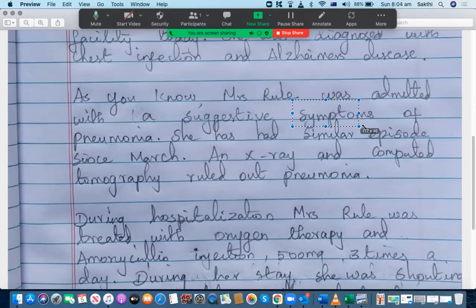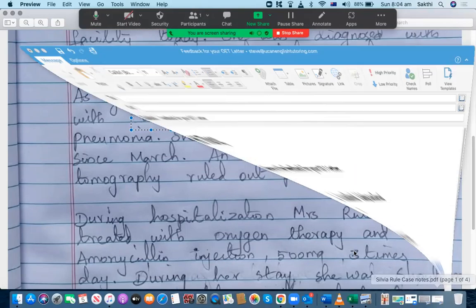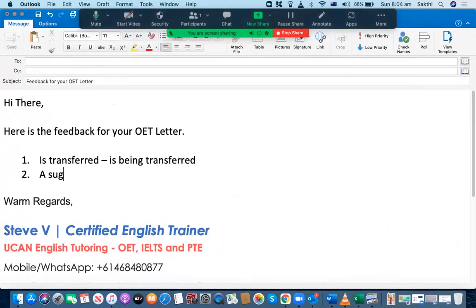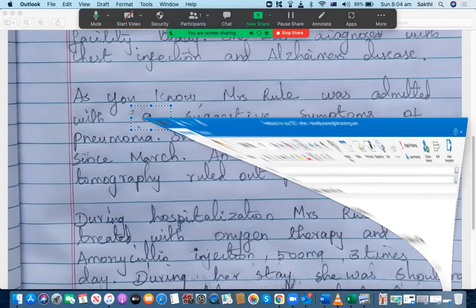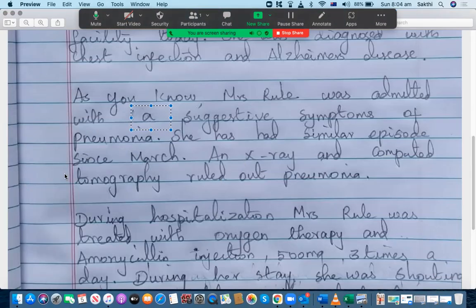Okay, look at this one. Symptoms is actually a plural noun, which means you should have avoided this, so that's wrong. What you should have done is write with suggestive symptoms. In this case, you should have removed the article. You shouldn't write down this article. You should say suggestive symptoms, and then whatever the symptoms that you have written down, that's fine.